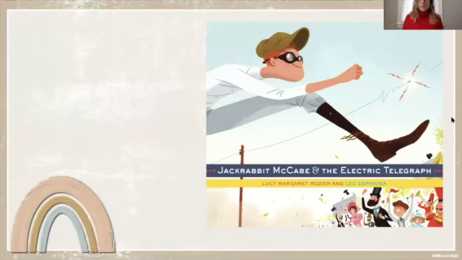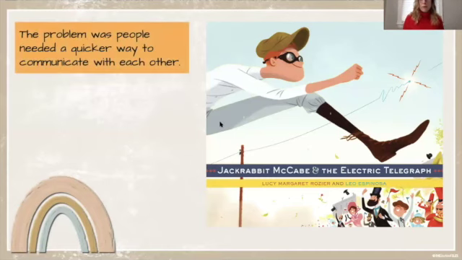Let's get started. So, last week we read the story Jack Rabbit McCabe and the Electric Telegraph. And the problem was people needed a quicker way to communicate with each other. I want you to imagine that if this were a true story, it took place hundreds and hundreds of years ago, right? People didn't have iPads or iPhones or even telephones in their own house. So the problem way back then was that people needed a quicker way to communicate with each other.